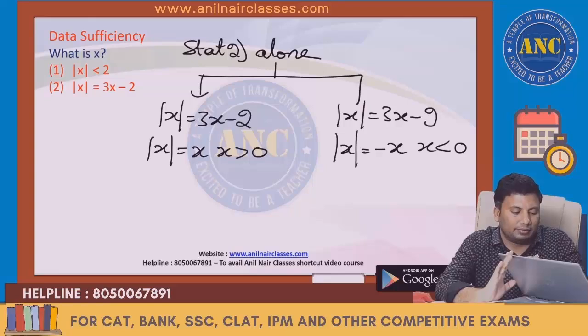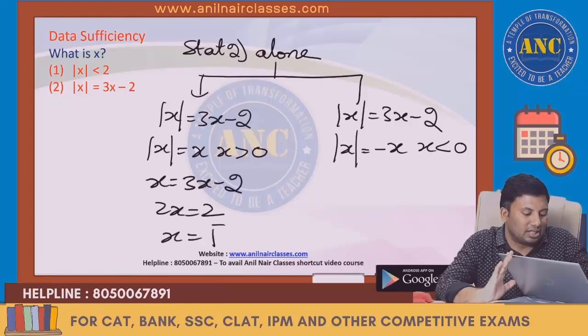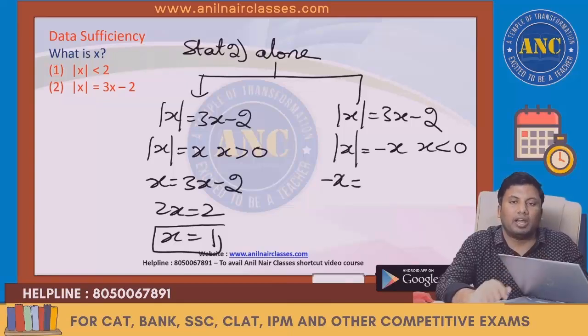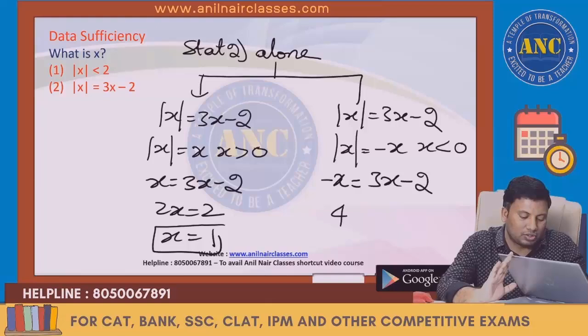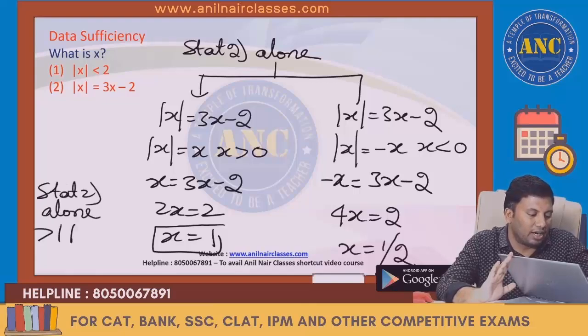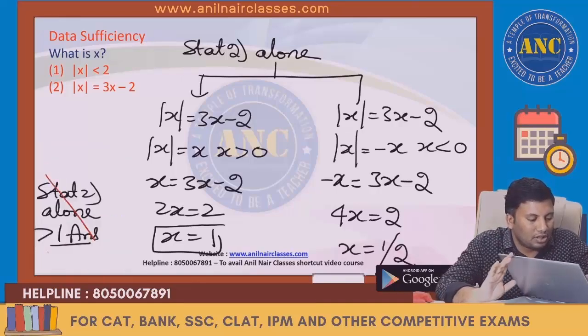This is nothing but x equivalent to 3x minus 2, so 2x is 2, x is 1. Mod x is minus x, so wherever mod x is there, substitute minus x when x is less than 0. Minus x is 3x minus 2, so 4x equivalent to 2, x equivalent to 1 by 2. They will say that statement 2 alone is giving you greater than 1 answer, but it is a mistake.